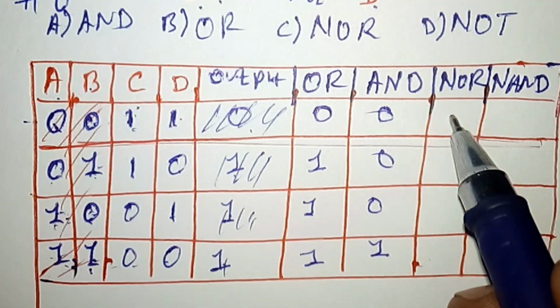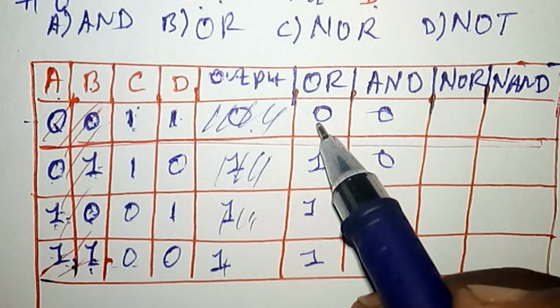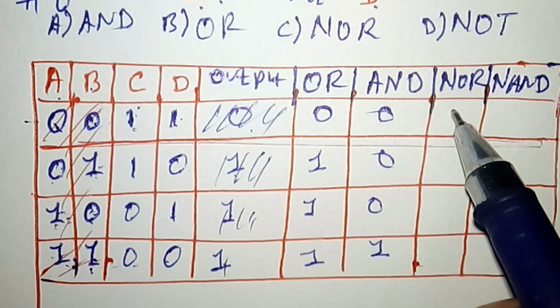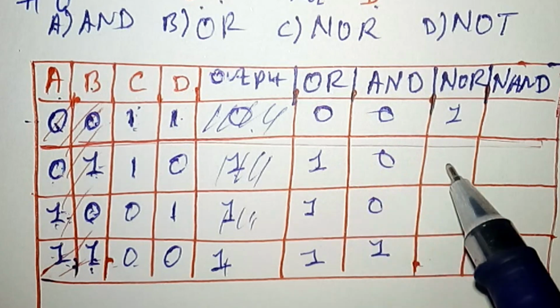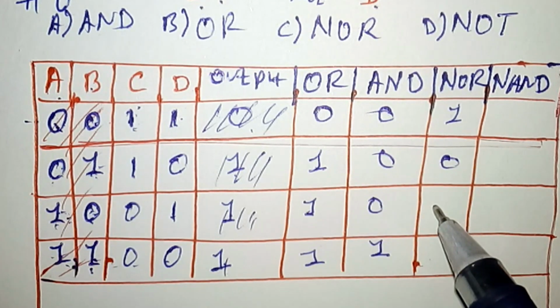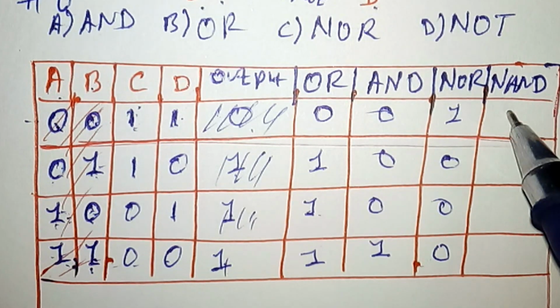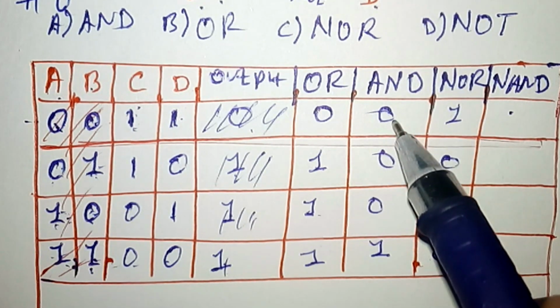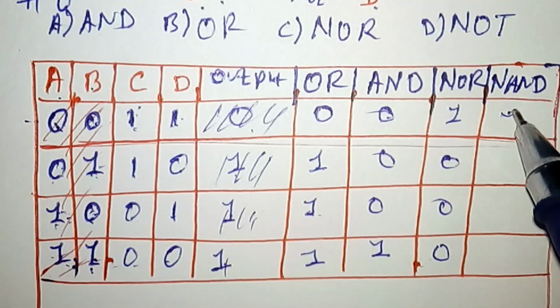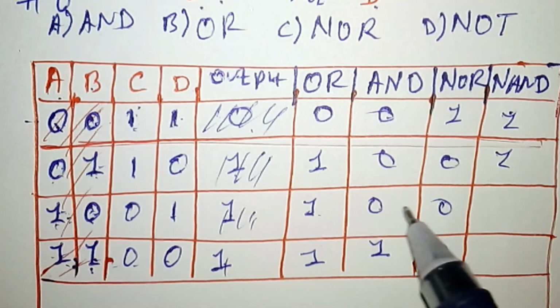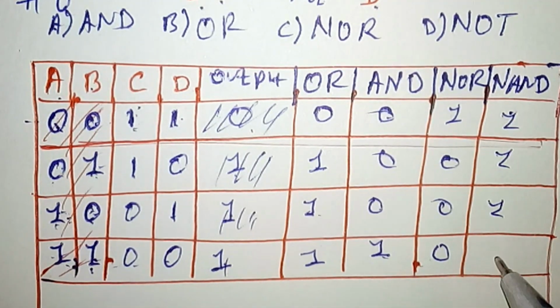But for the NOR gate, NOR is the opposite of OR, so the opposite of 0 is simply 1, the opposite of 1 is 0, the opposite of 1 is 0, the opposite of 1 is 0. NAND is simply the opposite of AND, so we have the opposite of 0 is 1, the opposite of 0 is 1, the opposite of 0 is 1, and the opposite of 1 is 0.